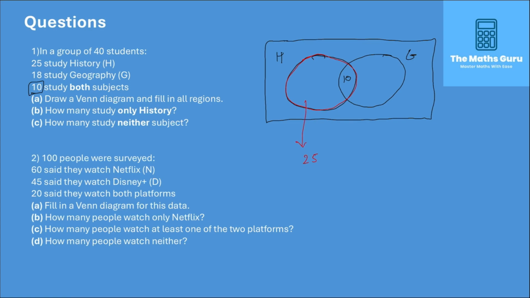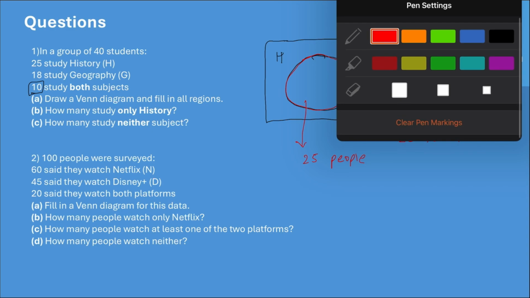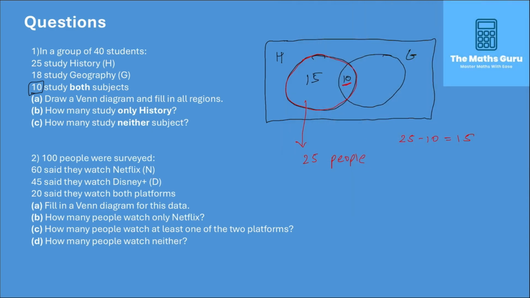25 people should be in or accounted for in this circle. So now if we look at it, we have 25 people studying history, right? But within this circle, I want to ask you guys a question. How many of these people, or how many have already been accounted for? How much is already accounted for? As you can see, there's already 10 within the circle which have been accounted for. Therefore, we do 25 minus 10, giving us 15, and we put our 15 into this part of our circle.